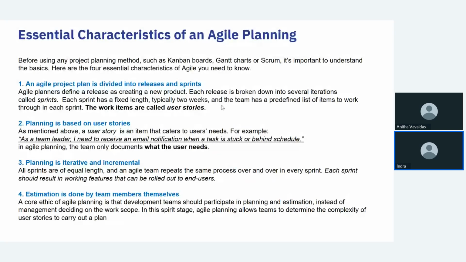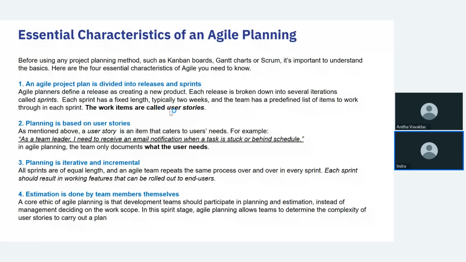What are the essential characteristics of agile planning? First, agile planning is divided into releases and sprints. A release means launching a new version of a solution. Each release is broken down into sprints. As I said, sprints are short work cycles. In each sprint, the team will work on specific tasks that have to be completed.